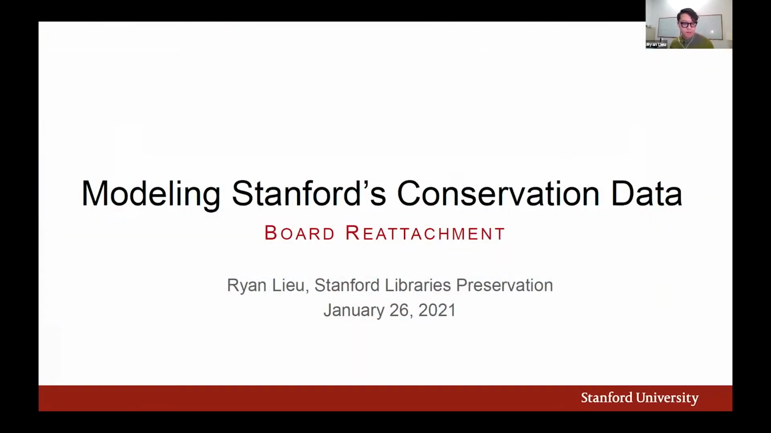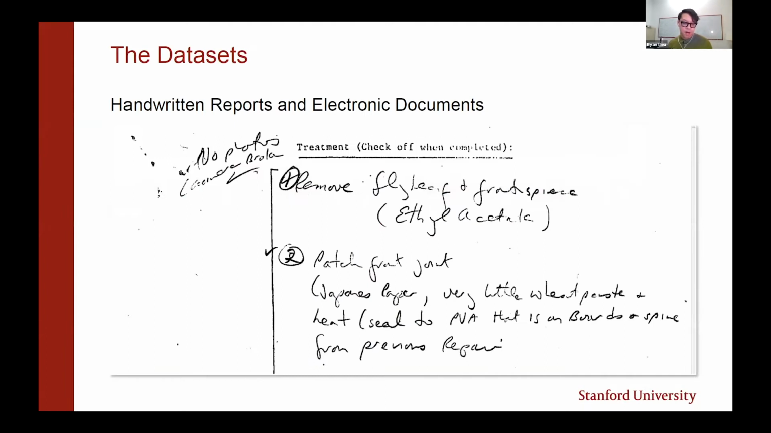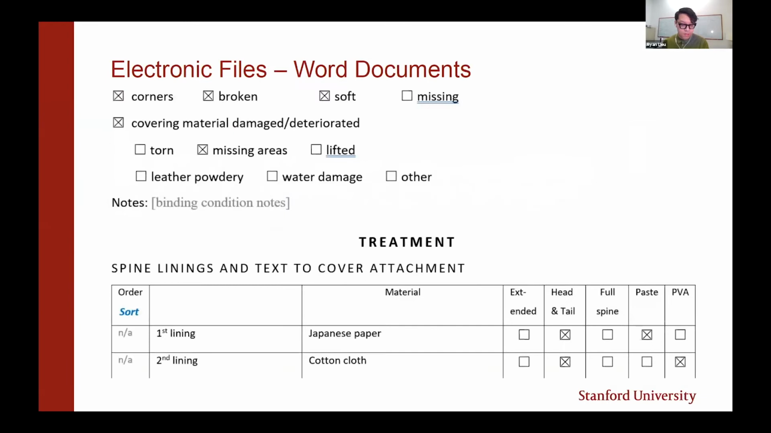Here at Stanford, we have a mix of hand or typewritten hard copies from the first three-plus decades of our lab's activity and born digital electronic files since 2015. These are Word documents, though they're meant for printing out. They weren't part of a database.